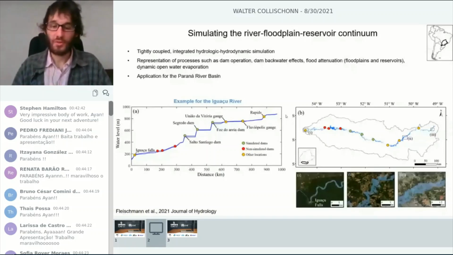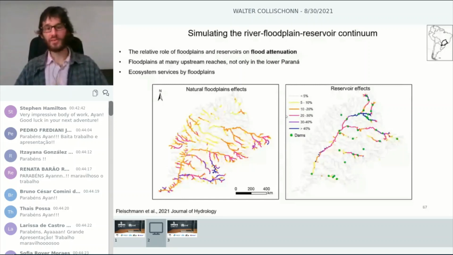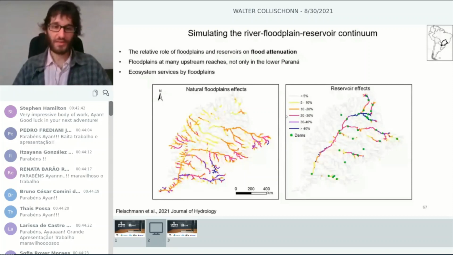So we did it, we created this model and we applied it to the Paraná River Basin. We had some success in the simulations and the approaches, and especially with the validation of the model. And then we used that to understand how floodplains and reservoirs affect floods across the basin. And this is the map. So basically the colors indicate how much attenuation that process provides to the floods.